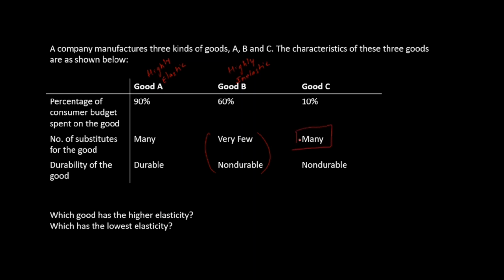Okay, so which has the highest elasticity? Good A has the highest elasticity and good B has the lowest elasticity. So this is good B. Good C will have medium elasticity. So it will be lower than good A but higher than good B.